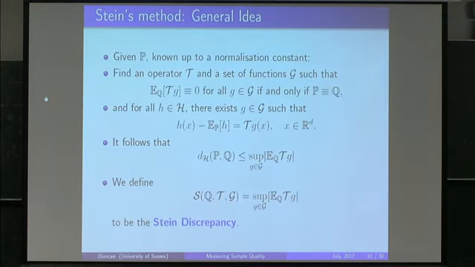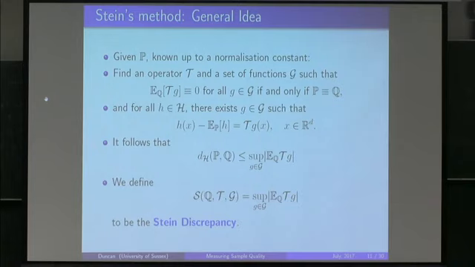I'm going to give a very general idea of what Stein's method is, at least in this particular context. Suppose we have this probability distribution P, which is known up to a normalization constant. What we do is find a set of functions G and an operator T, and I'll explain how to do that in a bit, but we need to choose them in such a way that the expectation with respect to Q of Tg is 0 for all g in G if and only if P is equal to Q. Now you might ask, how do I do that? I can show you, there's a very natural way to do that in a bit.